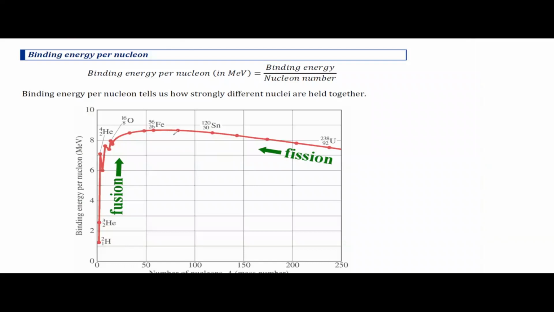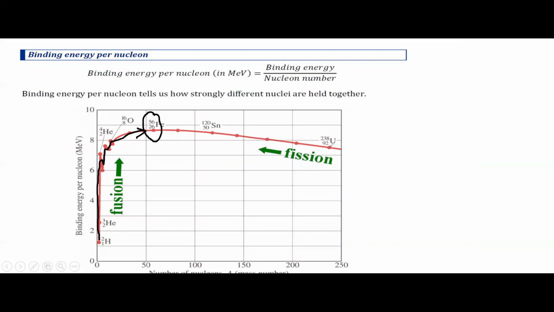You can see this graph which shows the binding energy per nucleon for different elements, and iron is at the peak, the highest. So it means the most stable nucleus is iron. That is the reason why lighter nuclei undergo fusion and heavy nuclei undergo fission. Lighter nuclei join together, like hydrogen turning to helium, helium to lithium, lithium to oxygen, and then to iron, so they can be stable.